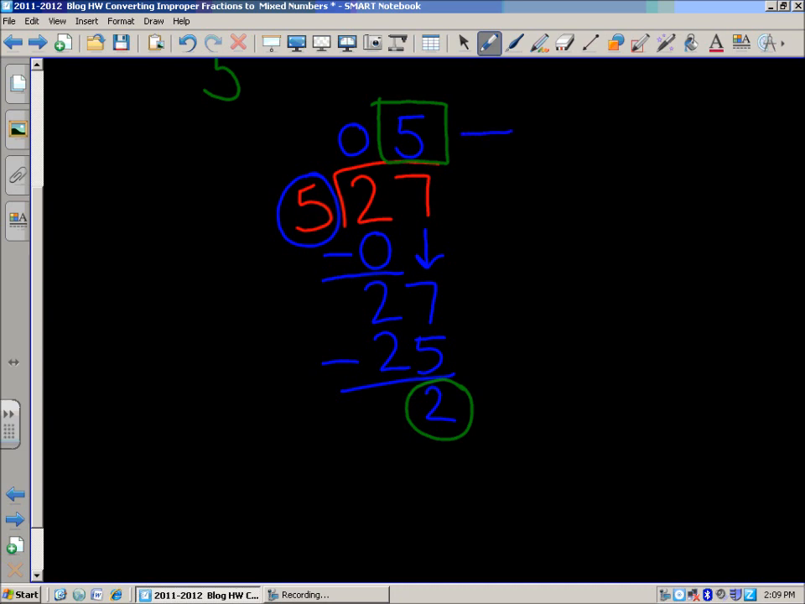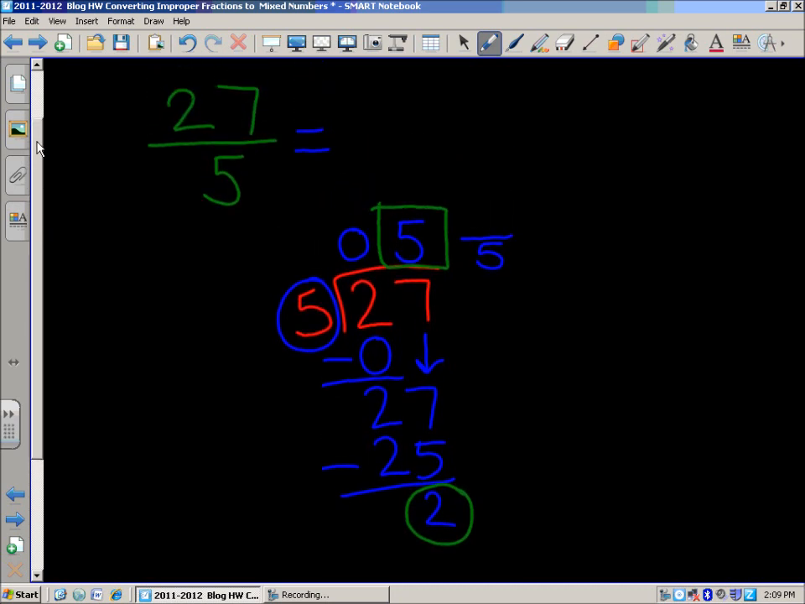So we'll put 5 as our denominator, and that should make sense to you because we started off with 5 as our denominator up here. You're dividing by 5. So you take the remainder, 2, and put it above as your numerator. So what you have here is a whole number 5 and 2/5 of another. Does that not make sense?